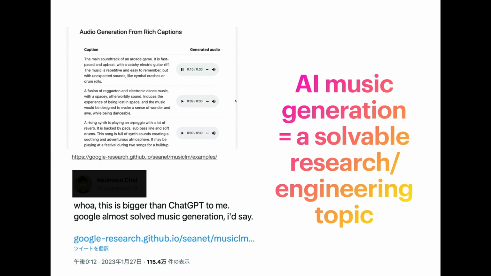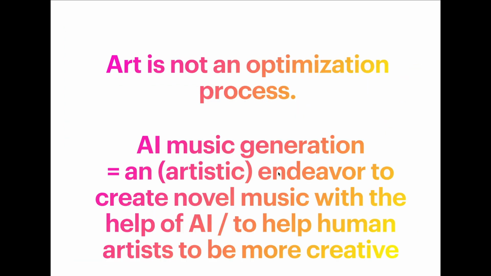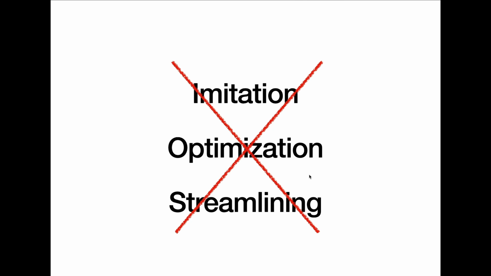Some researchers think AI music generation is a kind of research or engineering topic you can solve with AI, but I'm not interested in solving the AI music generation problem. For me, it's not an optimization process. Art or music, or making music, is not an optimization process. So I think AI music generation should be an artistic challenge or research challenge to create new unique music with the help of AI, or a new challenge to help human artists to be more creative. Again, I'm not interested in imitation, optimization, streamlining.